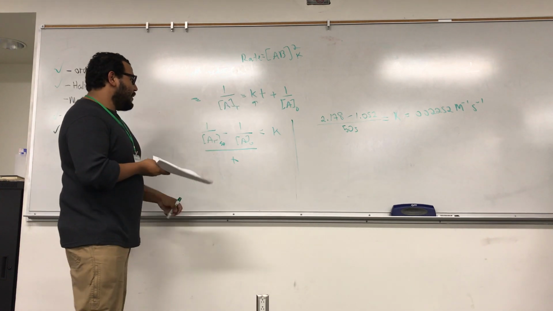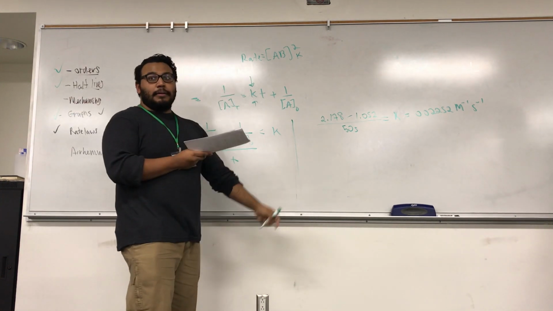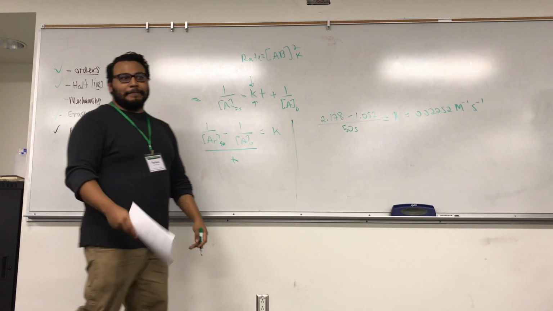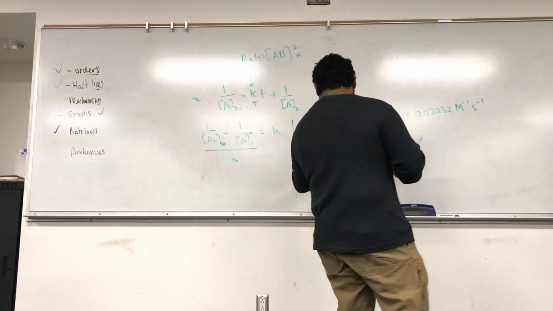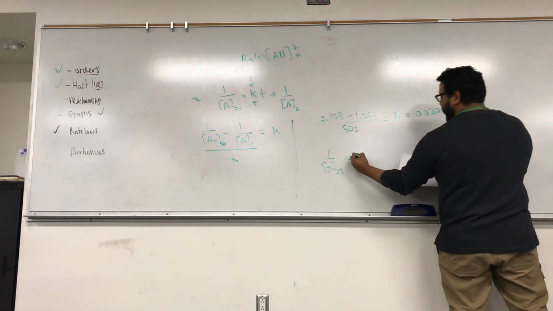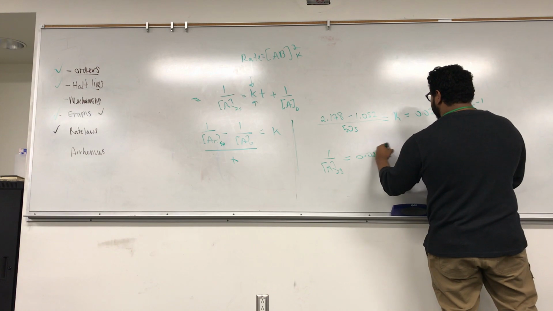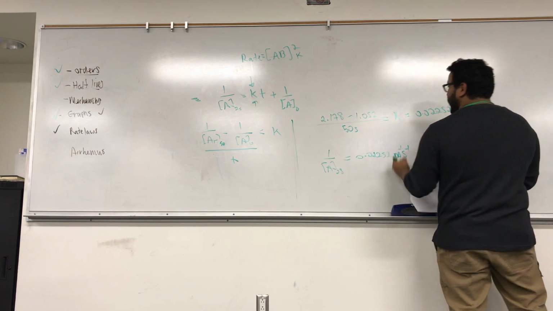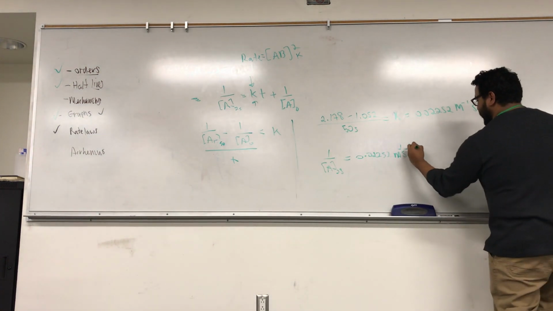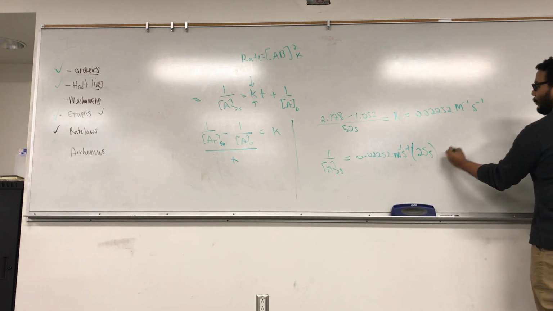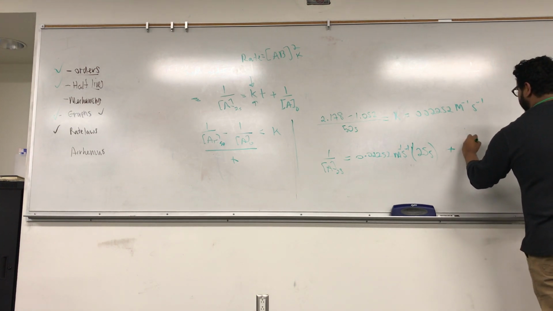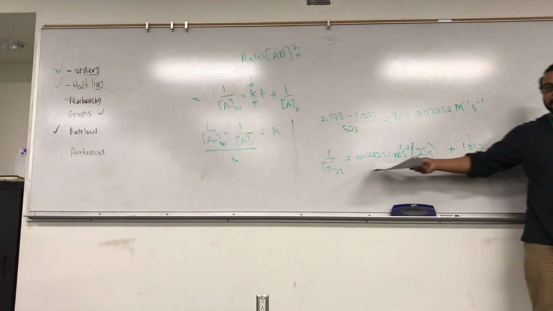So now that we have our K value, we can put it in here and change our equation to solve it for 25 seconds. That's all we're going to do. In this case, it'd be 1 over A at 25 seconds. My K value I found to be 0.2252, multiplied by my time, 25 seconds, right? And I add 1 over A initial, which when I plotted it, I found out it was 1.052. And then we can solve.